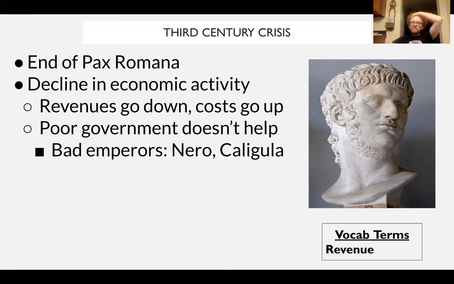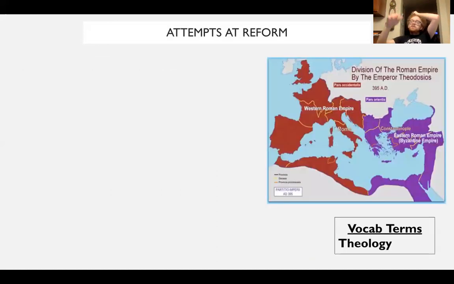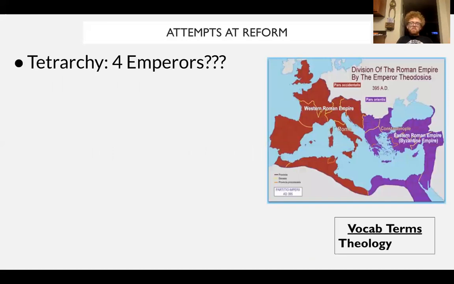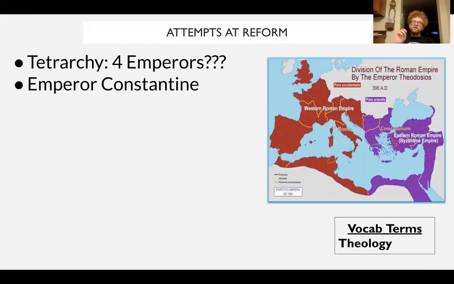So there are going to be some attempts at reform in the Roman Empire. There's one solution to make 4 emperors who rule at the same time, essentially. It's called the Tetrarchy. But naturally, that's not going to work out all that well. So eventually, we are going to see an attempt to stabilize the Roman Empire in the figure of Emperor Constantine. And Constantine is going to do 2 important things for the Roman Empire in order to try and save it.